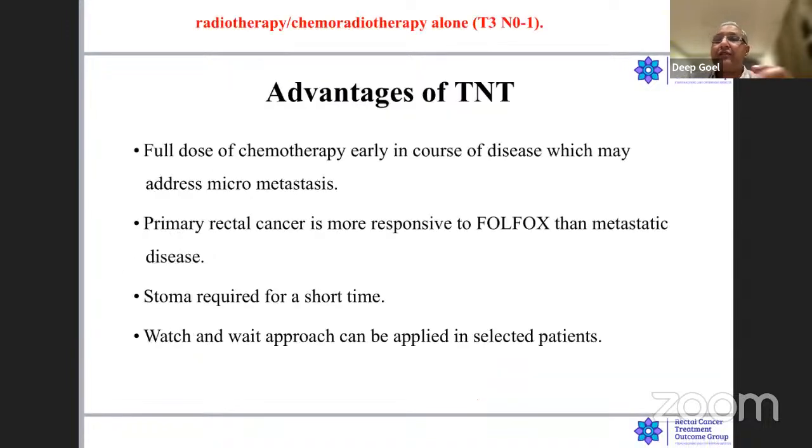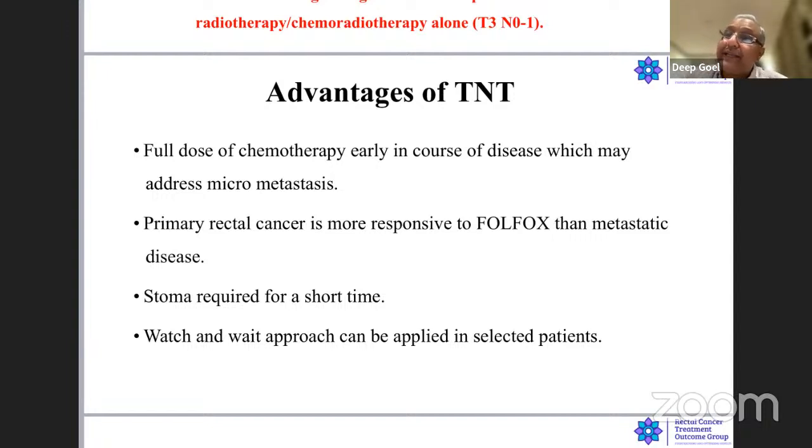So what are the advantages of TNT? You can give full dose of chemotherapy early in the course of the disease, which may address the micrometastasis and is better tolerated by the patient. And stoma requirement is for a shorter time, because once you have finished all the chemotherapy, you do the surgery, you put the stoma, and you can reverse the stoma within a month. And some papers and some centers practice even after 2 weeks, they reverse the stoma. If you're not completing your treatment and you're doing the surgery in between, then you will have to wait till you finish all your adjuvant treatment.